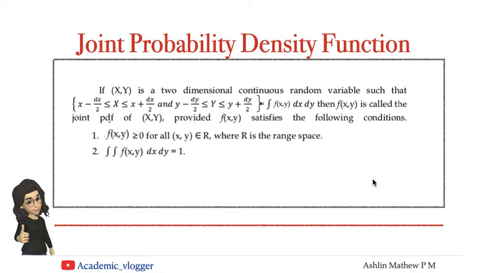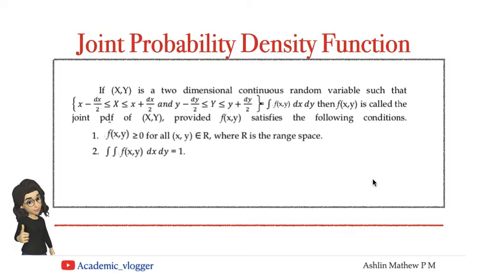Hi everyone. So in today's video we're going to discuss the definition of joint probability density function. In the previous video we discussed what a joint probability mass function is. The probability mass function comes in when the random variable takes discrete values, that is, when the random variable follows a discrete distribution. And when X and Y are two-dimensional continuous random variables, then we have the probability density function, or joint probability density function, written as f(x,y).